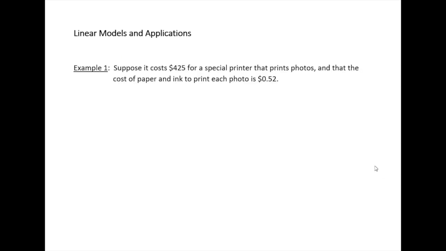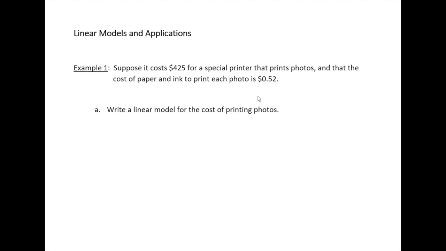In this lesson, we'll look at applications involving linear models. In this example, we're told that it costs $425 for a printer that prints photos, and that to print each photo, it costs 52 cents, or $0.52 for the paper and ink. And first, we'll be asked to write a linear model for the cost of printing photos.